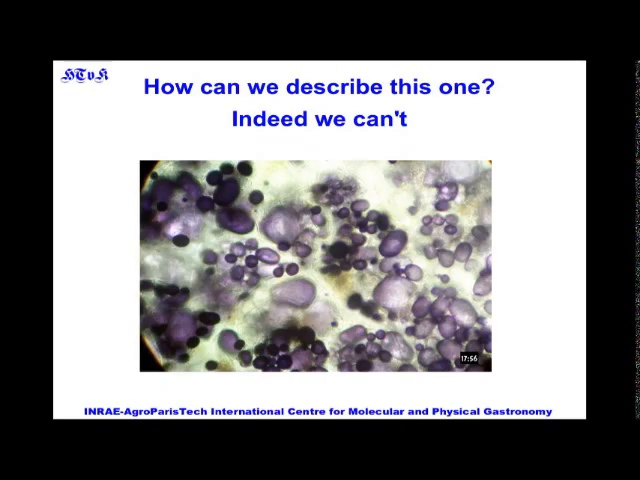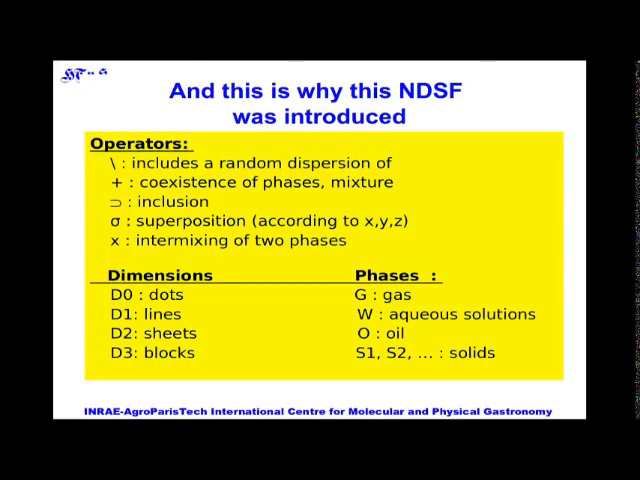But remember that we have to formalize, to describe formally such systems. And indeed, with the former table, we can't. So we need the formalism. So we come back to the formalism. We have operators, five of them: backslash for random dispersion, plus when you have two phases that coexist, included means inclusion, of course, superimposition for sigma, intermeshing or intermixing as you want for X, and then we have dimensions D0, D1, D2, D3, and phases: gas, water, oil, and solids.